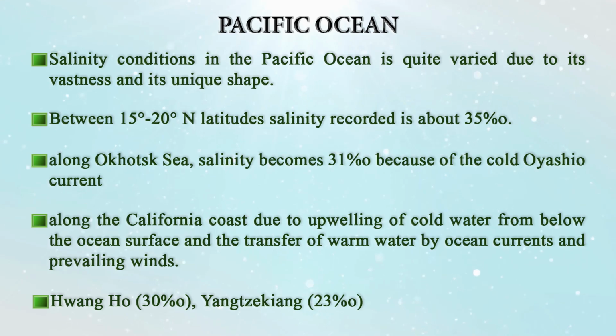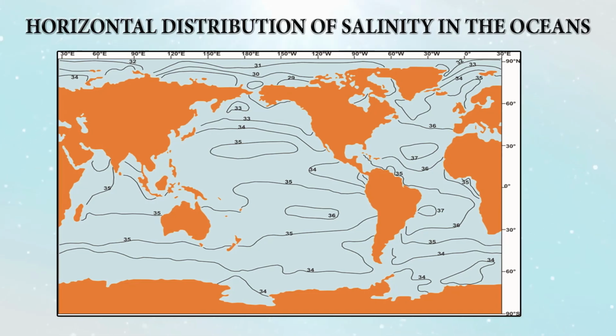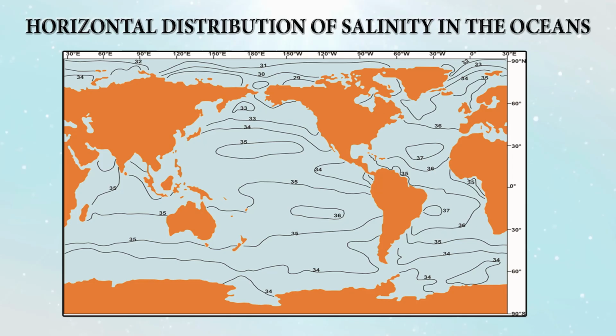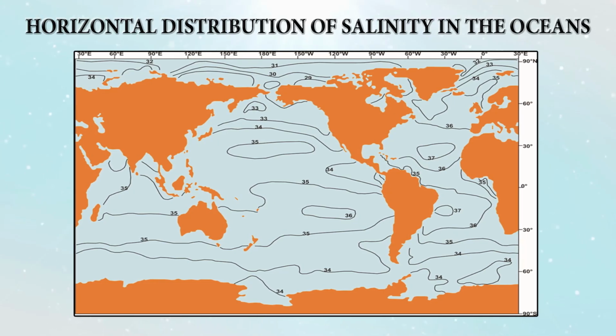Similarly, at the mouths of giant rivers like the Huang He and Yangtze Kiang, salinity is reported quite low compared to the adjoining latitudinal zones. Now you can compare, in this map you can see different oceans and compare them once again to have a detailed understanding of the horizontal distribution of salinity.